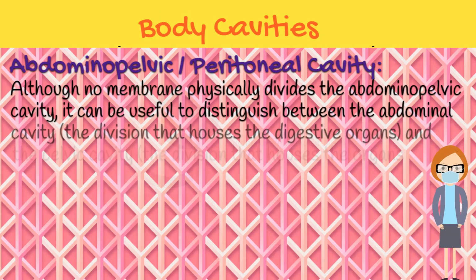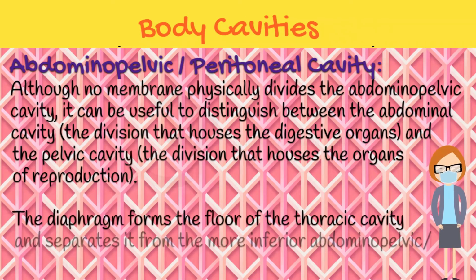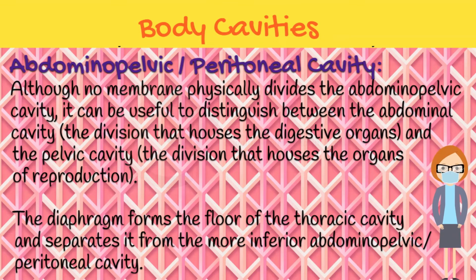Although no membrane physically divides the abdominopelvic cavity, it can be useful to distinguish between the abdominal cavity, the division that houses the digestive organs, and the pelvic cavity, the division that houses the organs of reproduction. The diaphragm forms the floor of the thoracic cavity and separates it from the more inferior abdominopelvic or peritoneal cavity.